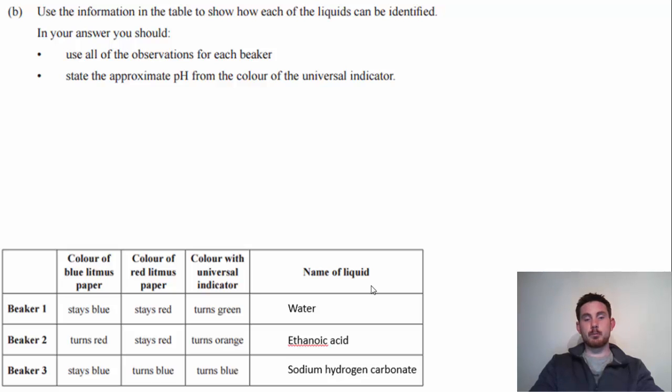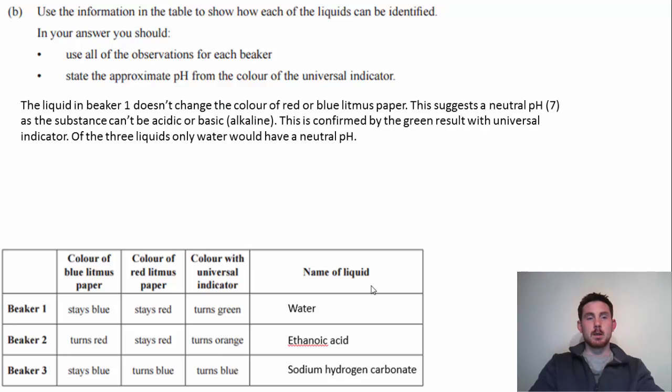Okay, so I've put the table in with our answers from part A down at the bottom so you can refer back to that. And we've got to use the information to show how we identified each of the liquids. Okay, we want to use all of our observations for each beaker. Remember, I would treat these bullet points as a tick list, and as you've done them, tick them off, and that makes sure you've got a full and complete answer. And then we're going to state the approximate pH from the color of the universal indicator.